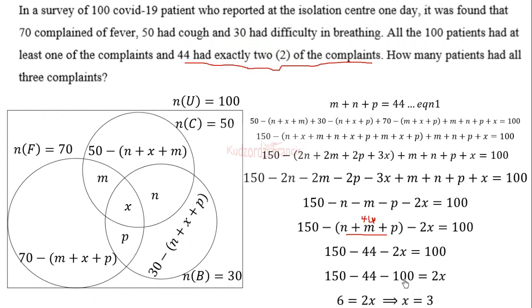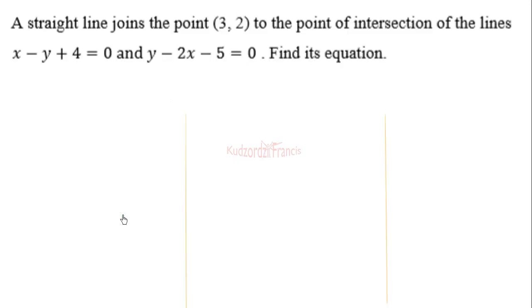This will give you x equals 3. So it means that those who had all the 3 constraints are 3. So there are 3 people who had all the 3 constraints. So we proceed with the next question.